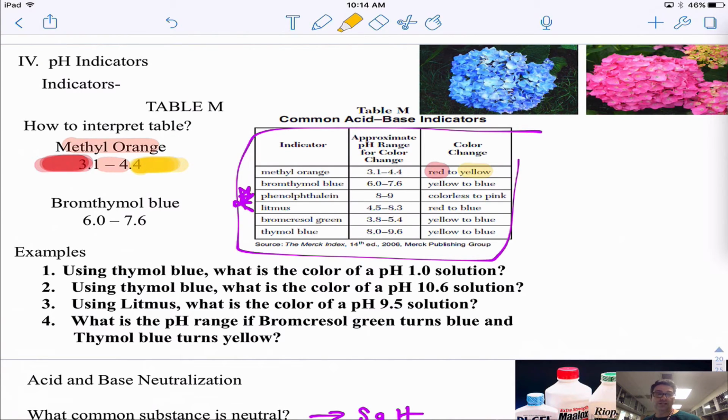So methyl orange has a color range between red below 3.1 all the way down to 0. It turns orange between 3.1 and 4.4, and then above 4.4 all the way to 14, it would be yellow.